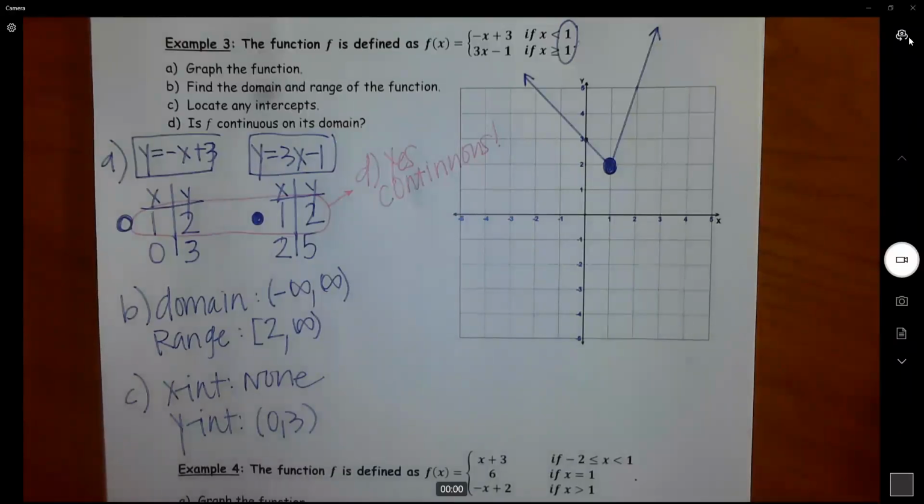All right, this is part 2 of how to graph piecewise functions. The other video was just getting too long, so I'm going to do 2 more examples of graphing piecewise functions.